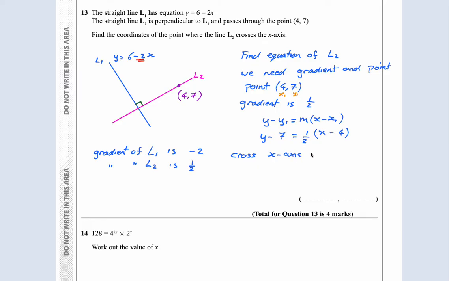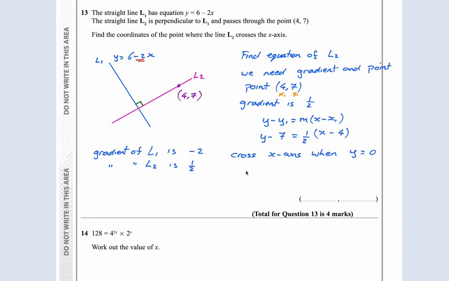the x-axis when, so any line or any curve or anything crosses the x-axis when y equals 0. That is because the x-axis is y equals 0. So it crosses the x-axis when y is 0, it crosses the y-axis when x is 0. So it crosses the x-axis when y is equal to 0. So I'm going to sub in 0 in for y.